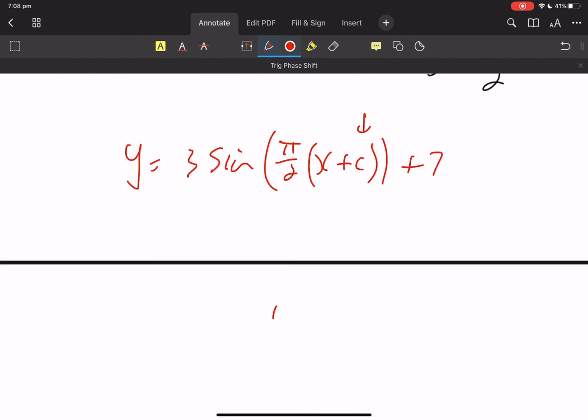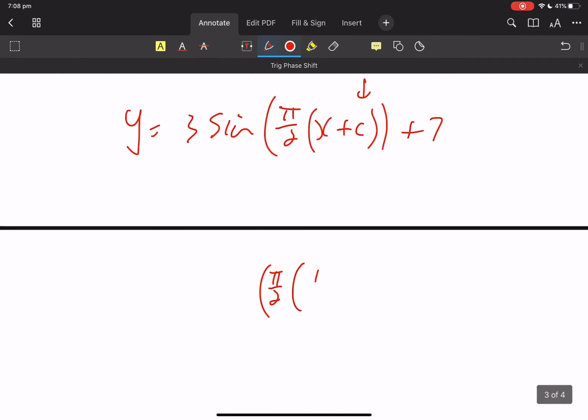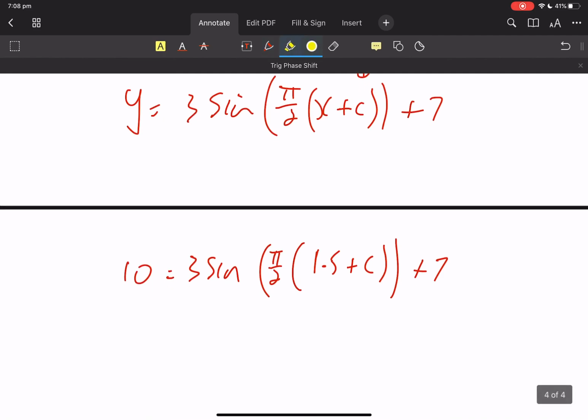So x is, was it 1.5? Oh my gosh. Yep, 1.5. 1.5 plus C. And y was 10. I won't do it for you. You can work that out. You're just solving for C. Rearranging and solving for C, and that will get you the correct C.